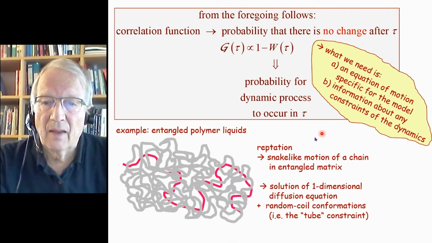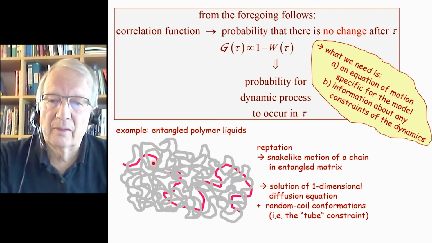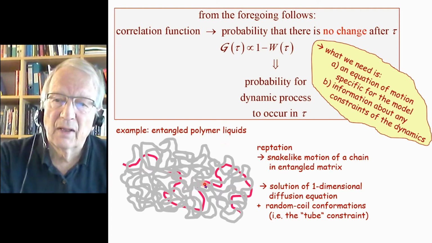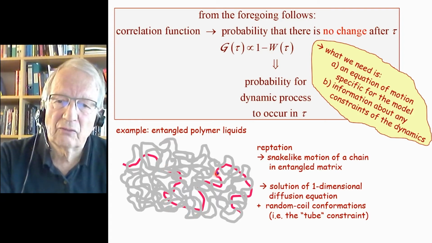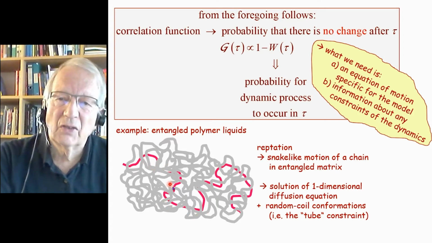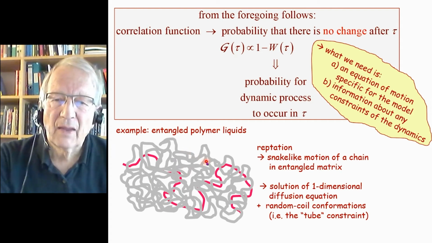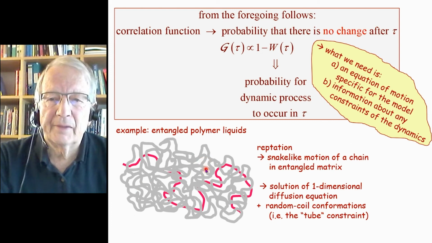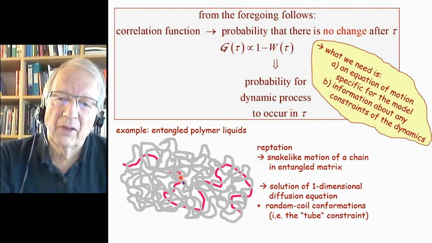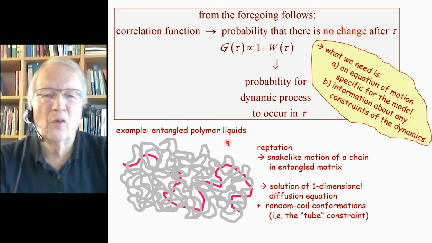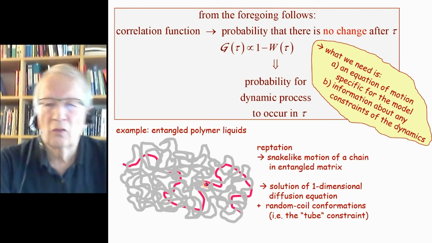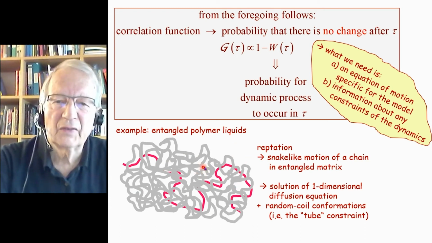Example, imagine an entangled polymer liquid where we consider one tagged chain, which is drawn here in red, and this chain is entangled by many other neighbor chains. And if this chain is to diffuse, it must perform a snake-like motion, which was called reptation by de Gennes, who originally suggested this type of dynamics.